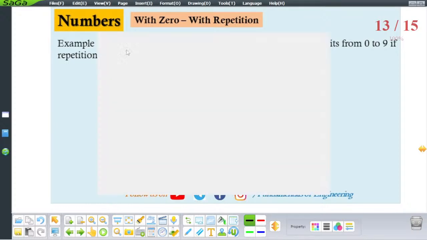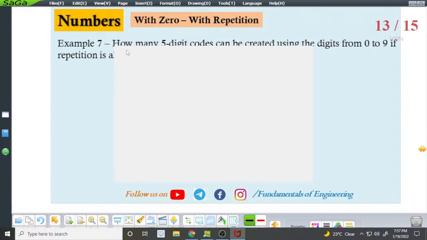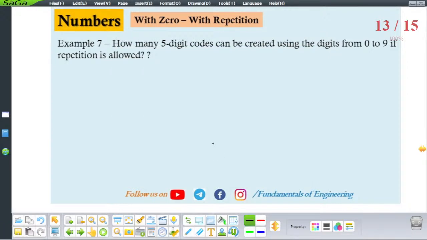So the question is, how many 5-digit codes, not numbers, can be created by using the digits 0 to 9 if repetition is allowed? Here we are not getting numbers, we have to form codes. So codes can start with a 0.